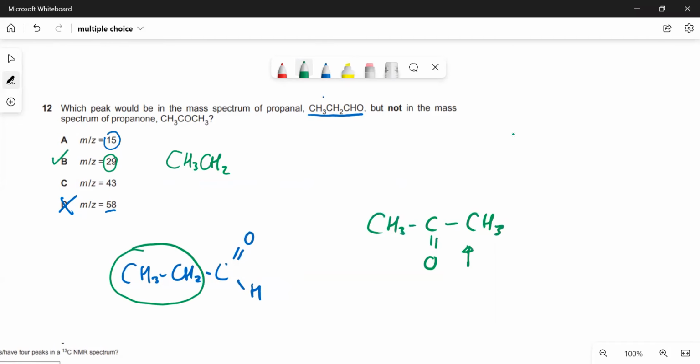And let's just check the 43 thing. Now 43, I think they can both give you 43. That there adds up to 43. And I think that there also adds up to 43. So you can get those two fragments. They both produce a fragment of 43. The one we want there is B.